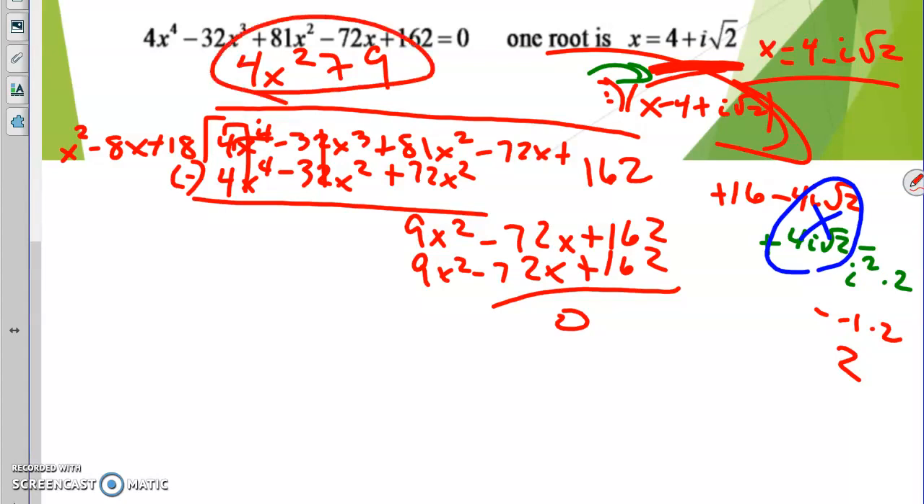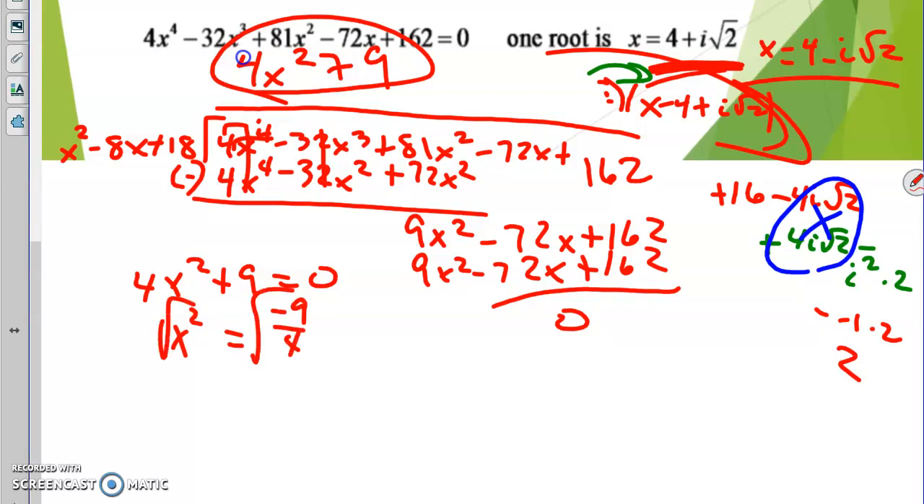So it is a factor, and let's find the roots of that. So I know that 4x squared plus 9 equals 0, so I get x squared equals negative 9 fourths. Taking the square root, I get x is equal to plus or minus 3i over 2 would be the rest of those roots.